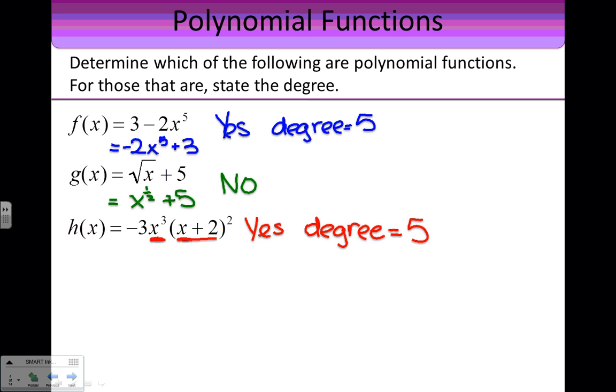So when your equation is not in standard form, add the exponents together, and that's going to be your degree. So you don't actually have to multiply it all out. You just know when you multiply it out, your highest degree will be 5.